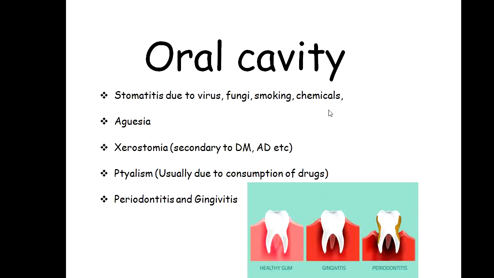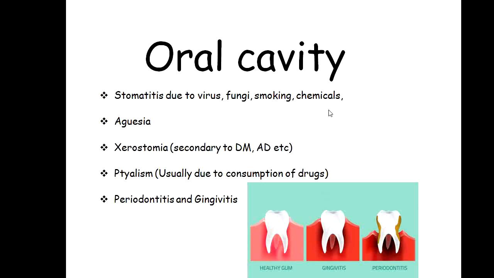Xerostomia. Xerostomia is the dryness of mouth. Dryness of mouth is called xerostomia. The stomia, or stoma, denotes the oral cavity. So the dryness of the oral cavity, that's called xerostomia. This is due to the decreased cholinergic activity inside the body. When the cholinergic activity inside the body is decreased, that leads to xerostomia.